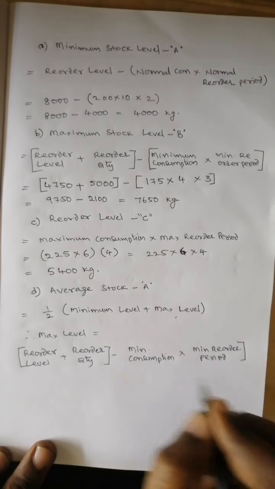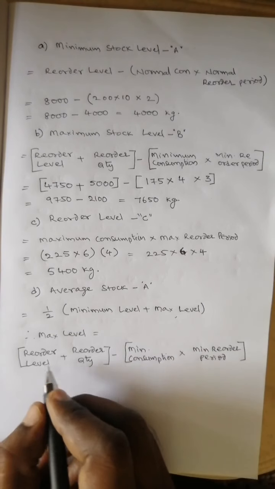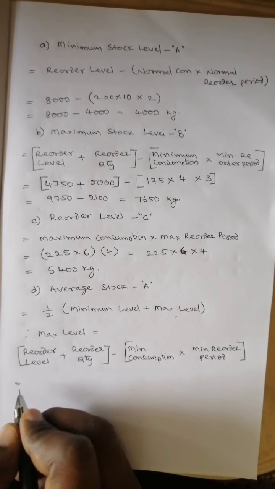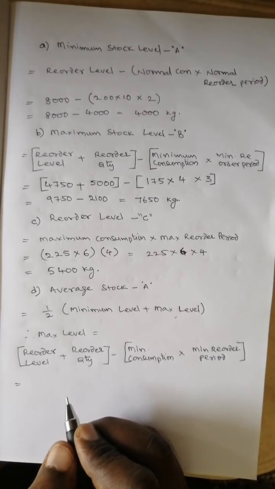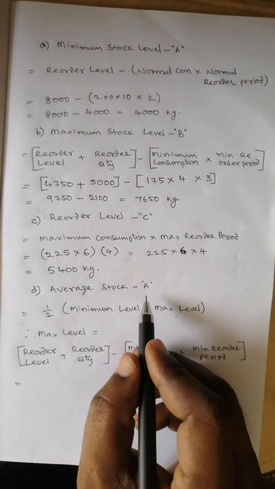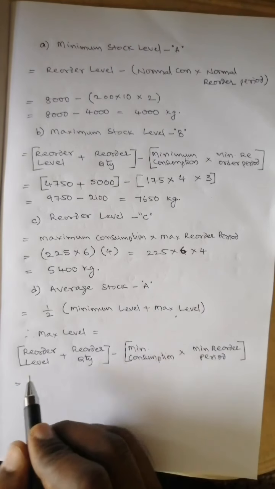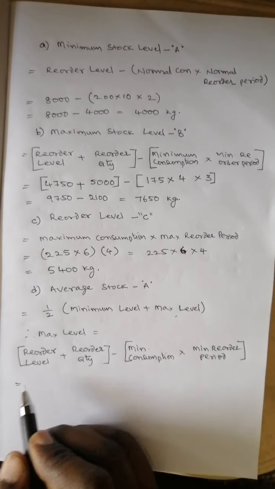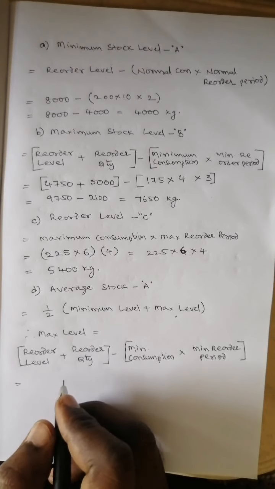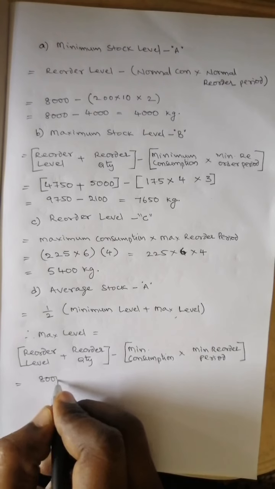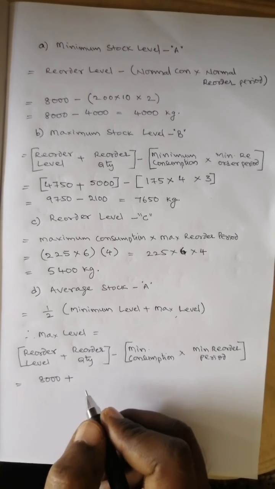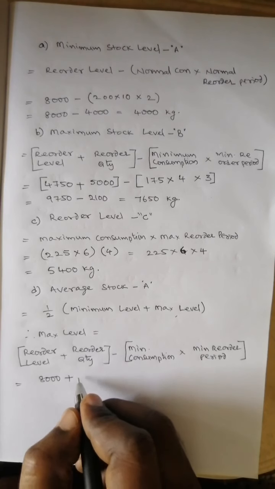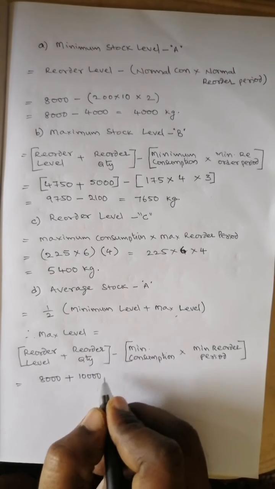Multiply these two and deduct from the reorder level plus reorder quantity value. Just check whether all are available or not. Which material are we discussing? A. Reorder level is given in the problem. In column number 6, it is 8,000 for product A. Reorder quantity is also given in the illustration, column number 3, for component A is 10,000.